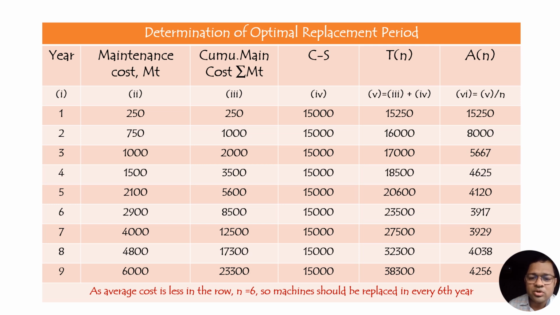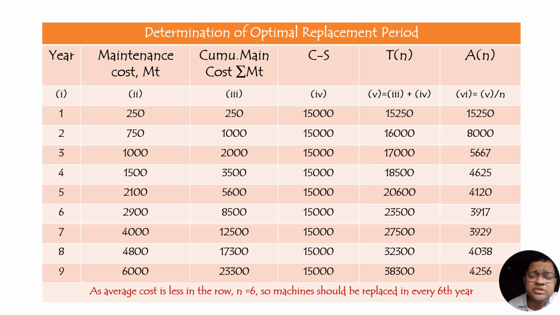The total cost equals the maintenance cost 250 rupees plus C minus S, or 16,600 minus 1,600, which is 15,000, plus 250, equal to 15,250 rupees. In the first year, what should be your average value? That is 15,250 divided by 1, that is 15,250 rupees.